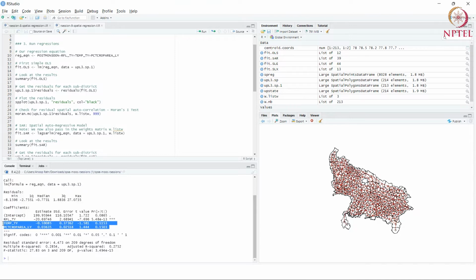The other two variables don't seem to be very significant, although the sign of percentage cropping seems to be correct: if there's more cropping, then we expect groundwater level to be deeper. And the sign of temperature is negative, which means hotter areas have shallow groundwater level. That's counterintuitive.